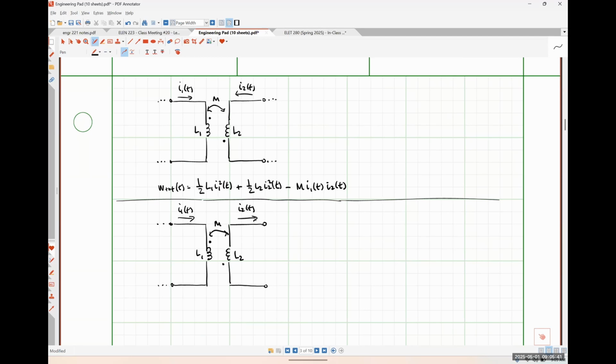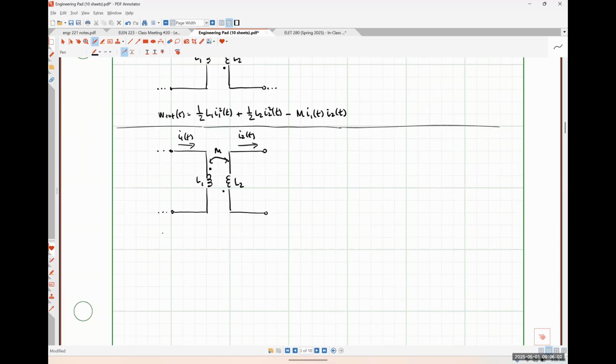If we flip this guy upside down, we would see a system where dots are on the same side. The current I1 is flowing into the dot, and the current I2 is flowing out of the undotted terminal, which is the same thing as flowing into the dotted terminal. So that's really just the situation that we started with, where everything gets a plus sign. Okay.